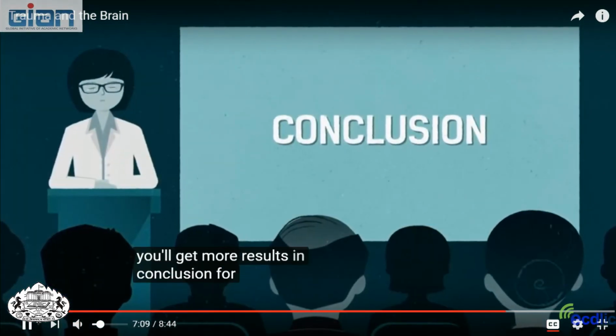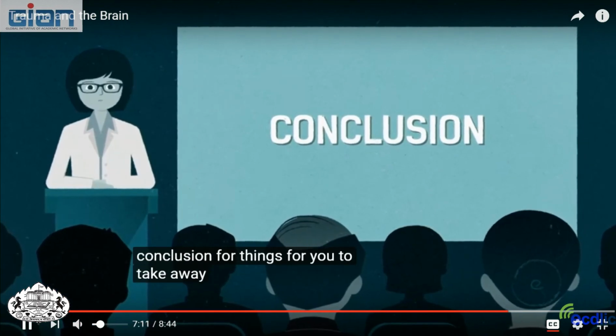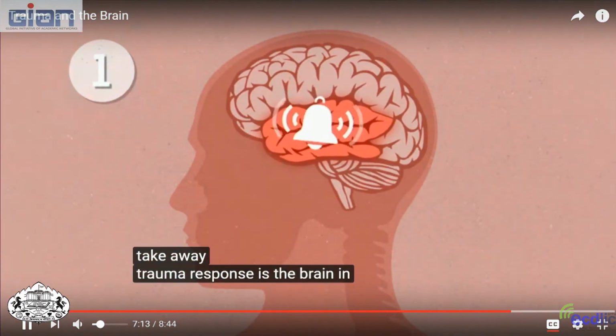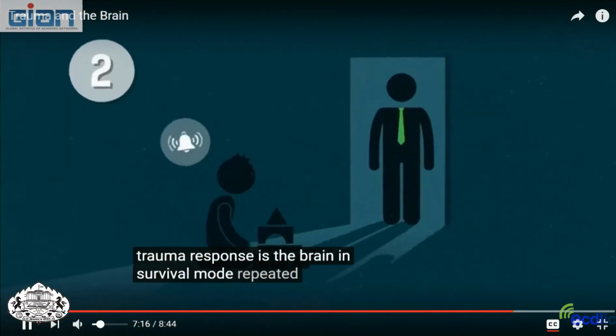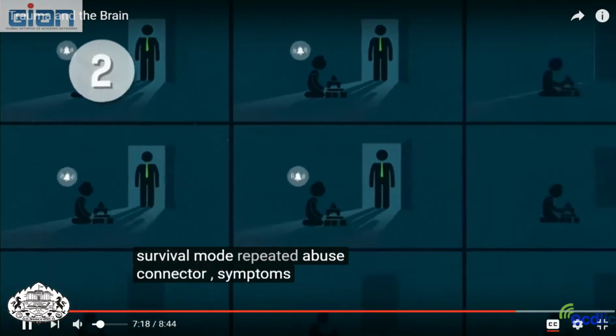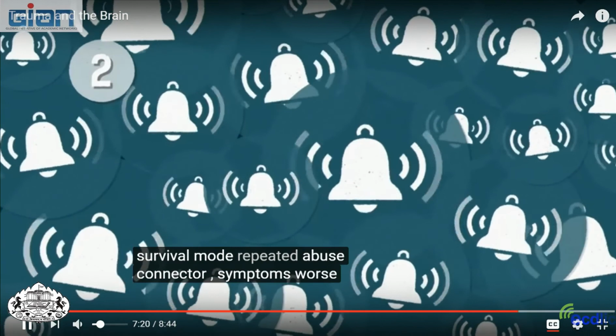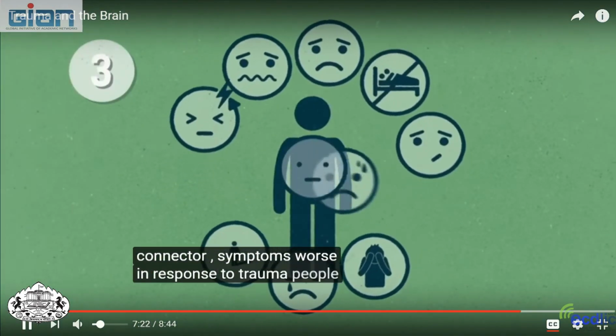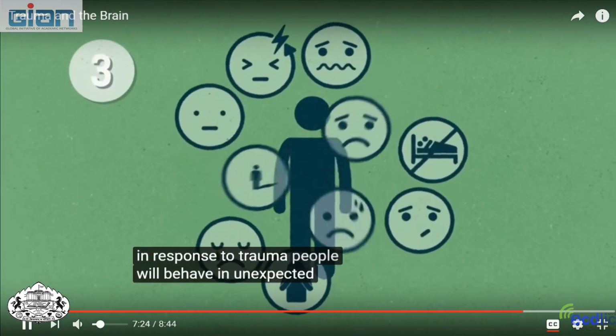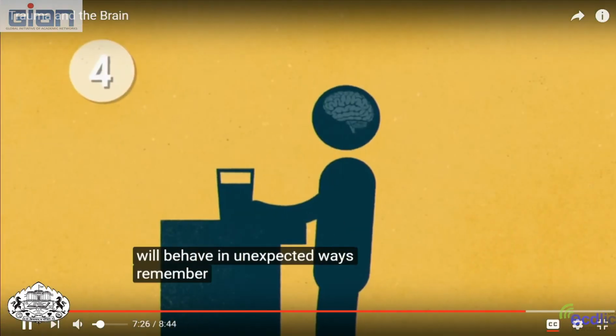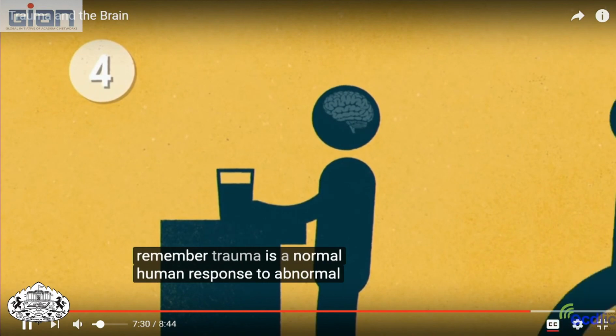In conclusion, 4 things for you to take away. Trauma response is the brain in survival mode. Repeated abuse can make trauma symptoms worse. In response to trauma, people will behave in unexpected ways. Remember, trauma is a normal human response to abnormal events.